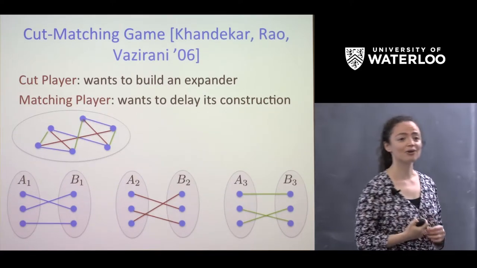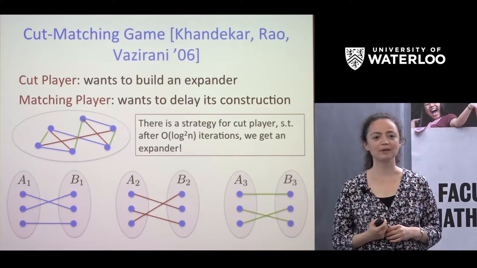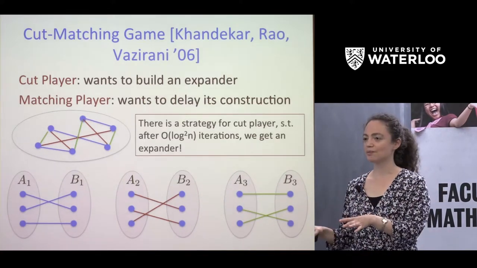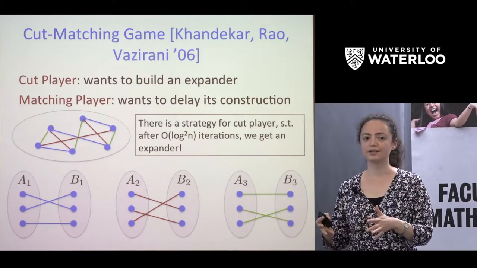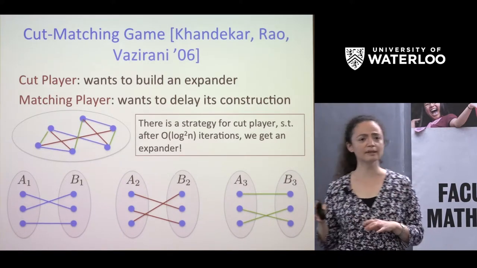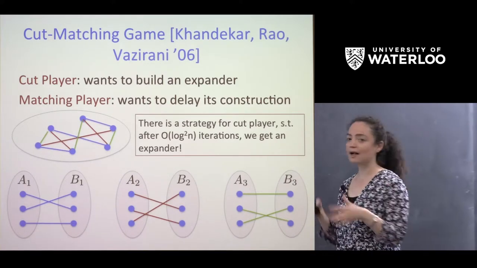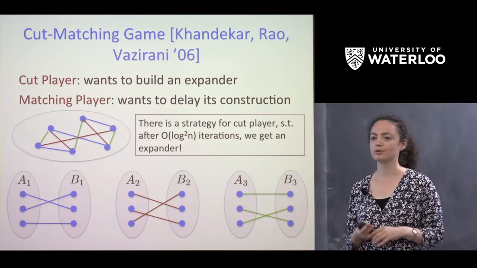The question is, how long should I go? So Khandekar, Rao, and Vazirani showed that it doesn't matter what the matching player does, it can do some really bad stuff. After log squared n iterations, you will get an expander. Not only that, but there is an efficient algorithm that in every iteration will tell the cut player what to do.